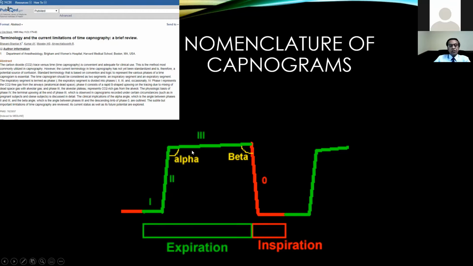The angle between phase 2 and 3 is the alpha angle, and this gives you an idea about the ventilation perfusion matching of the lung, because the alveolar plateau represents the CO2 evolution from the alveoli with various VQ ratios. And the beta angle between phase 3 and the downward stroke gives an idea of any rebreathing. If there is no rebreathing, the angle is almost 90 degrees.